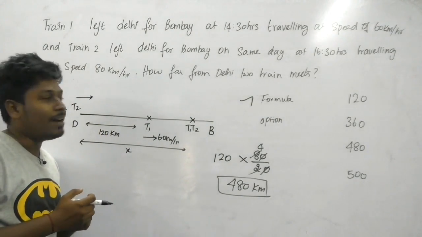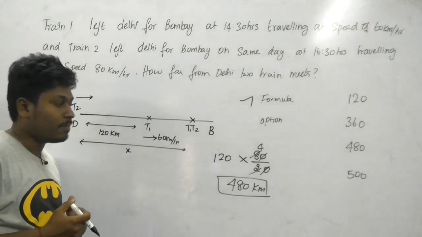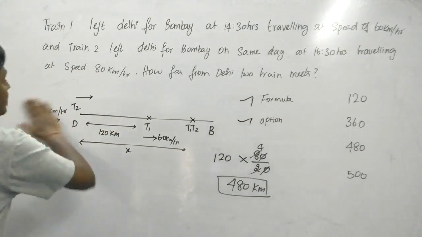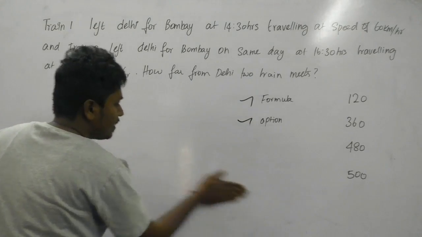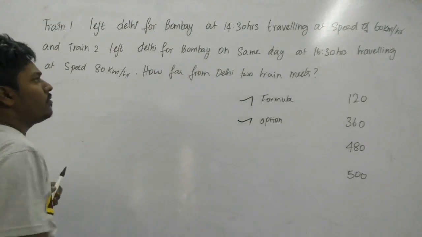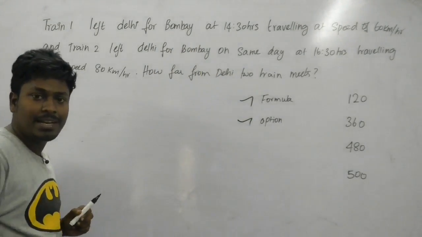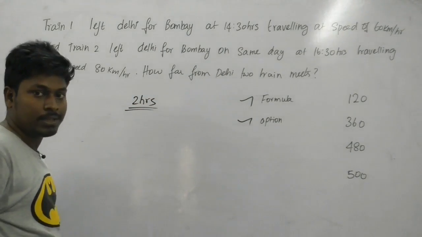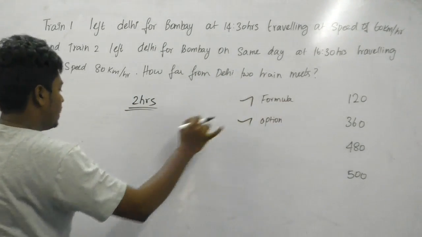I can send you the basic normal procedure of solving. We can go from the options, which is the most important thing. See, friends, we know the gap of the two timings. If it is 14:30 and 16:30, we can clearly know that the gap of the two trains will be 2 hours. So we can go for option number 1.